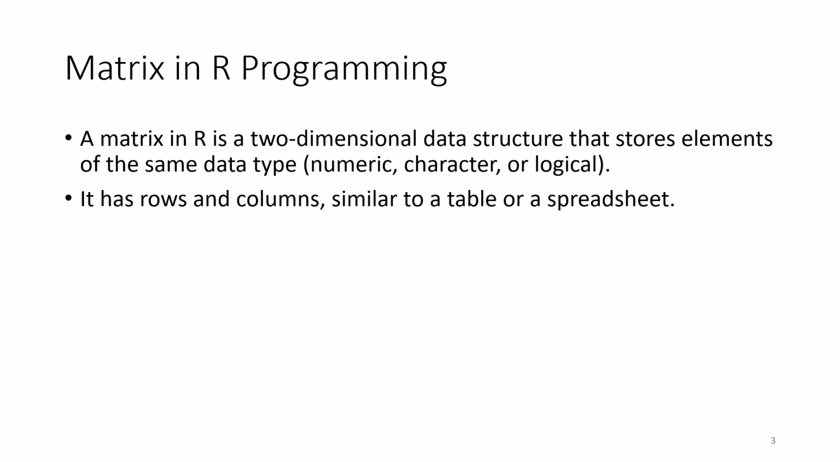An R matrix is a two-dimensional structure that stores data of the same type, such as numbers, characters, or logical values. It is arranged in rows and columns, just like a table or a spreadsheet. Matrices are useful when we need to organize data neatly and perform mathematical or statistical operations on them.